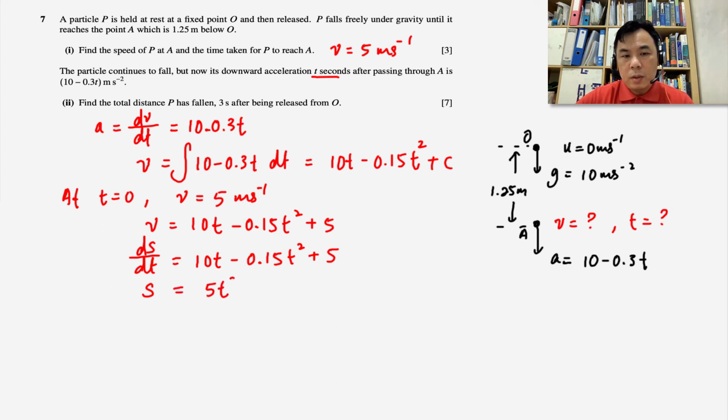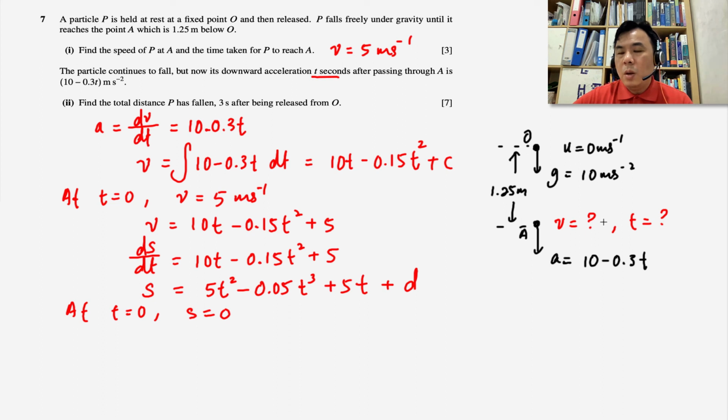That is 5t squared minus 0.05t cubed plus 5t plus a d, for instance. At t equal to 0, we start to measure the displacement from here. Therefore, our displacement should be equal to 0 when t is equal to 0. Now, because of that, we can conclude that our displacement function is given as, all right, so there you have it.